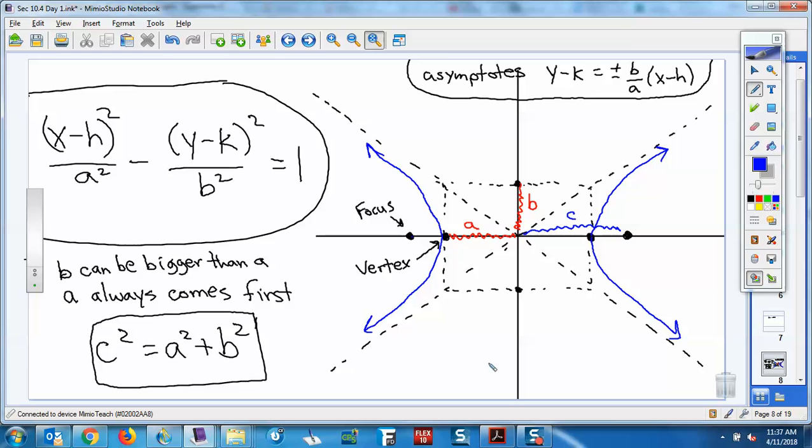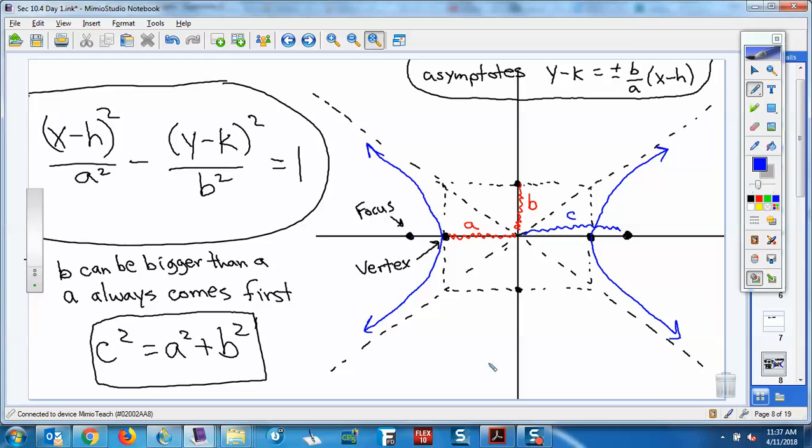Now they have the same slope. One of them is a positive slope, one is a negative slope. Now do you see why this would be b over a here? You don't have to memorize this. Well, number one, it's on your gold sheet, but it makes perfect sense.